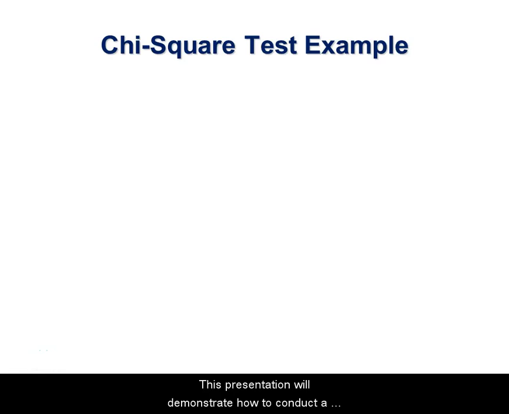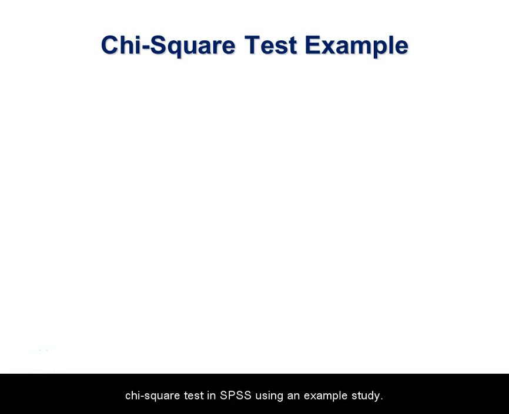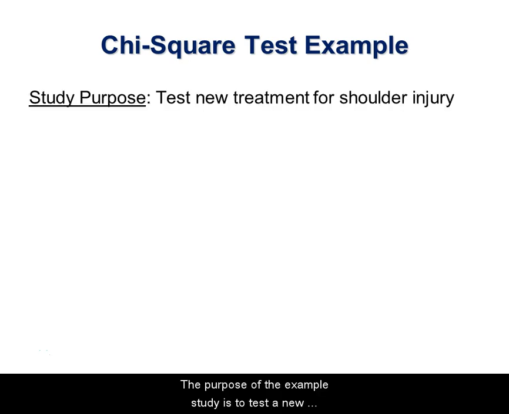This presentation will demonstrate how to conduct a chi-square test in SPSS using an example study. The purpose of the example study is to test a new treatment for shoulder injury.